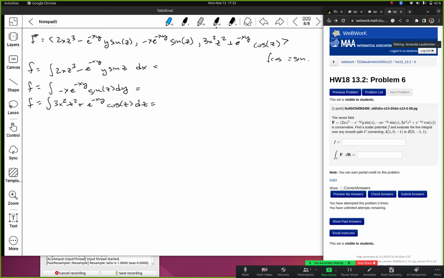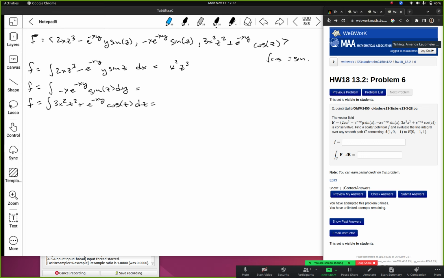Okay, so proceeding with the integration, first the integral of 2x z cubed with respect to x. Z cubed is a constant as far as x is concerned, so nothing happens to it. And then the integral of 2x with respect to x is going to be x squared. So that gives me that first term.